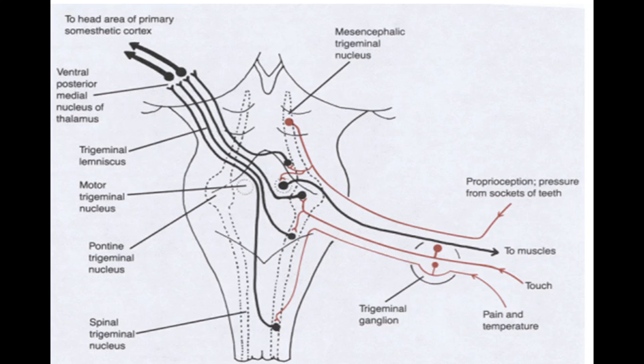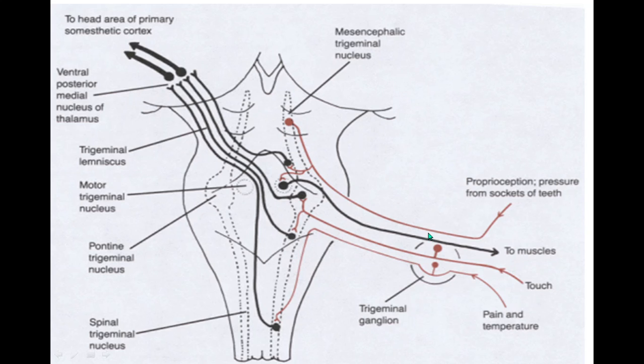So three sensory, what are they? Mesencephalic in the midbrain, principal sensory in the pons, and spinal nucleus of the trigeminal nerve in the medulla. And one more is the motor nucleus, that is also present in the pons. Okay, so these are the nuclei associated with the trigeminal nerve.